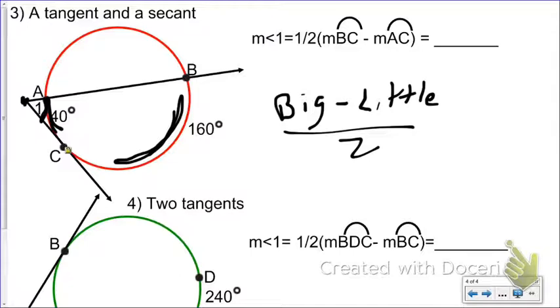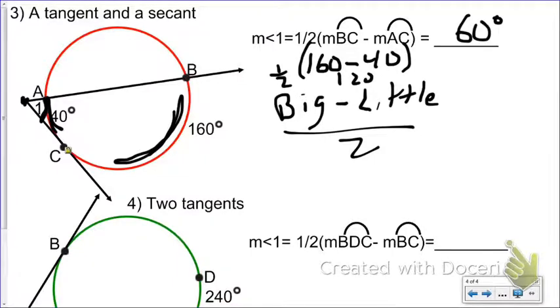We're going to take 1/2 of BC, which is the 160, minus the 40, and so that makes 120. And then we're going to take 1/2 of 120, and half of 120 is 60. But again, the other way I like to do it, big minus little, 160 minus 40 is 120, and divided by 2 is the same as multiplying by 1/2. And that'll also get us 60. So anytime you have an angle that's outside of the circle and you look inside that angle and you see two different arcs, you're going to go big minus little divided by 2.